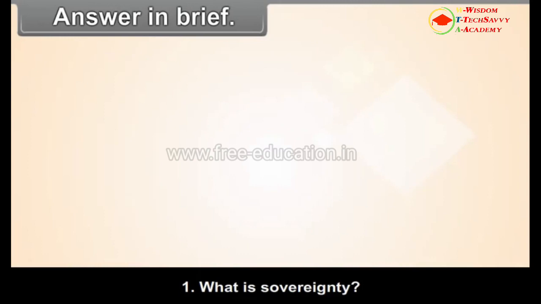Question 1. Answer in brief. First, what is sovereignty? Second, what is secularism? Third, what is a republic? Fourth, what is a democratic republic? Fifth, what is equality?